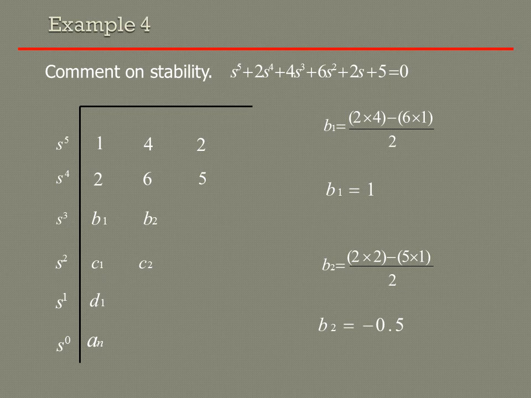B1 is equal to 2 into 4 minus 6 into 1 divided by 2. So B1 is equal to 1. Next, B2 is equal to 2 into 2 minus 5 into 1 divided by 2. So B2 is equal to minus 0.5.